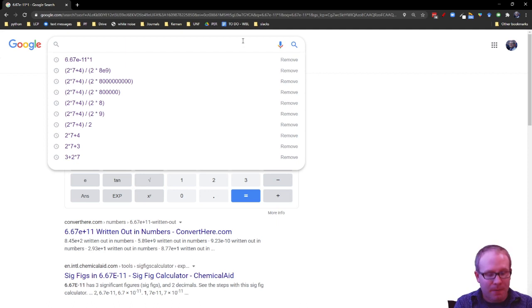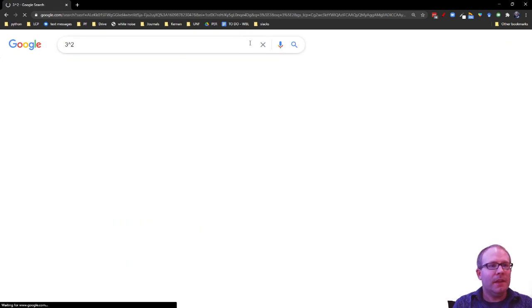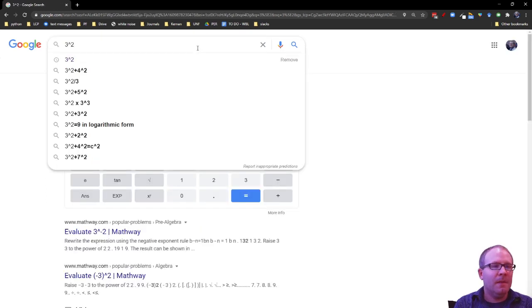Google also knows your basic functions that you'll need. So we already saw power. So like if I take 3 caret 2, that's going to do 3 squared to give me 9.